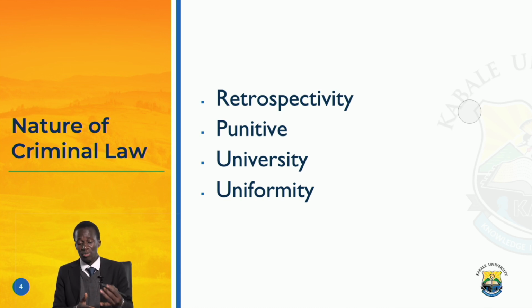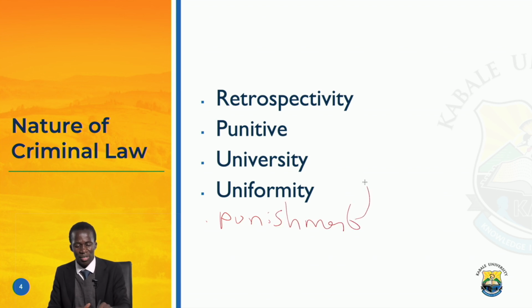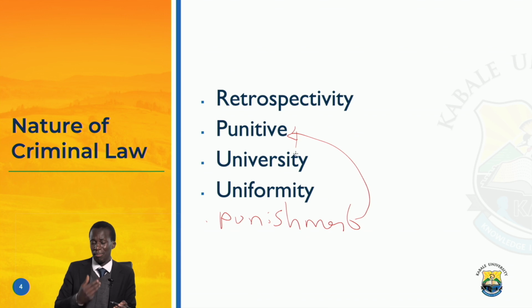Of course, one, retrospectivity. I'm going to explain that really well. We have what we call the punitive nature of criminal law. I'm going to break it down. We have what we call the uniformity of criminal law. But I think it's important for me to add others which are not very common. There is what we call punitive nature. Criminal law is punitive, but its punitive nature we shall link to punishment. Punitive comes from punishment. So the moment we talk about punitive nature, we are talking about punishment.